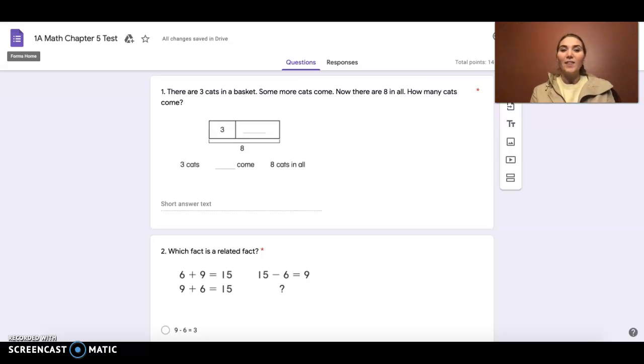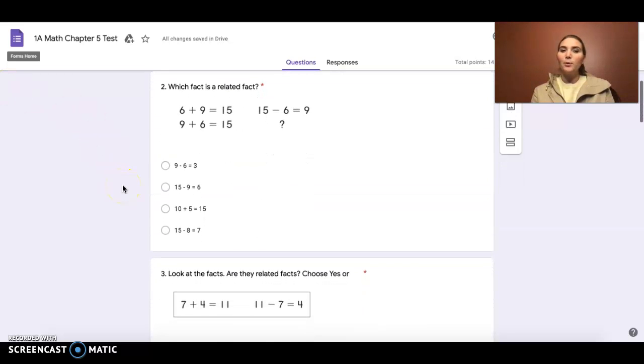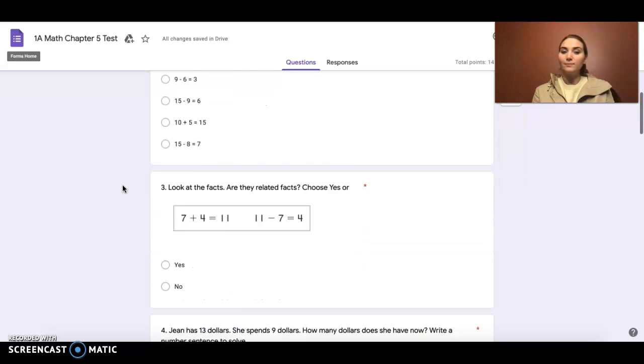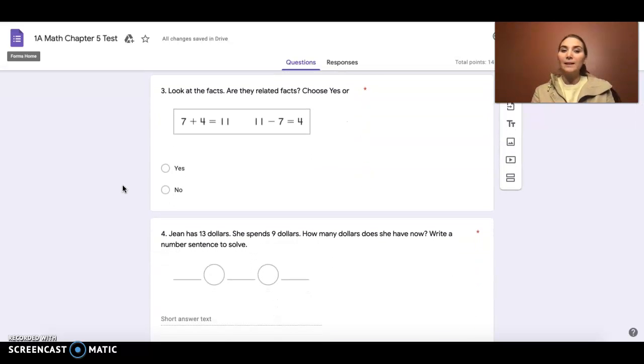Number 1. There are 3 cats in a basket. Some more cats come. Now there are 8 in all. How many cats come? Number 2. Which fact is a related fact? Number 3. Look at the facts. Are they related facts? Yes or no?